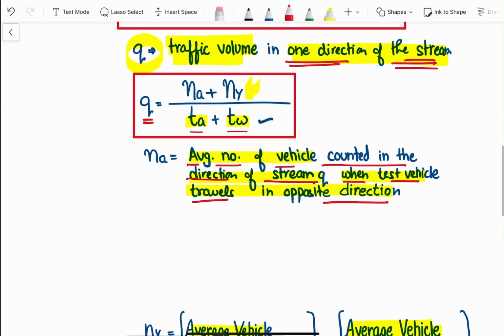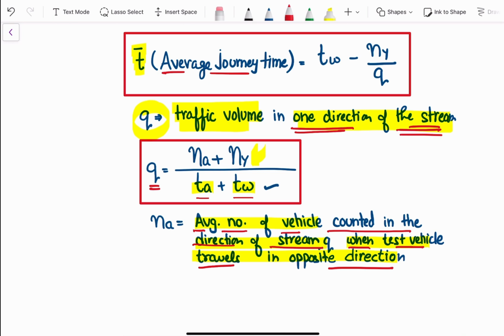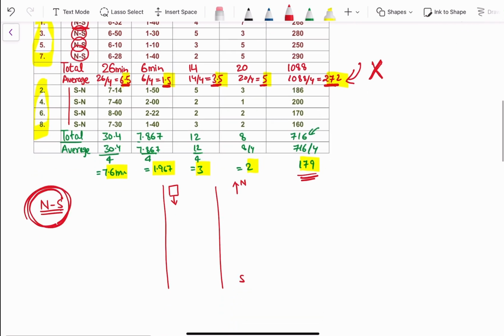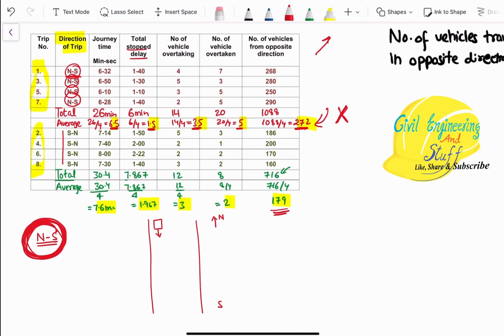To start with a simple explanation, the Q, the average traffic volume, is in one direction of stream, the number of vehicles in one direction of stream. Our direction is from north to south. So whatever parameter we are going to take will be in the direction of north to south. To put it simply, if we are going from north to south, then the vehicles traveling in the opposite direction will be 179.